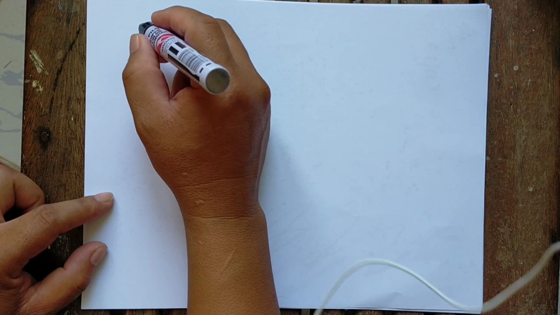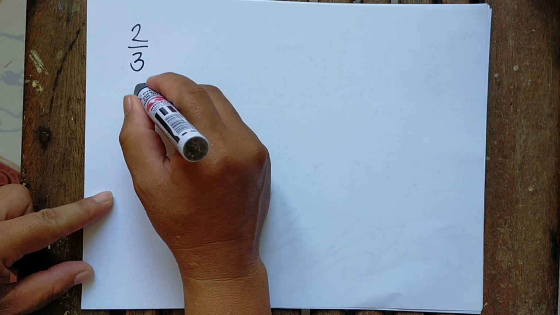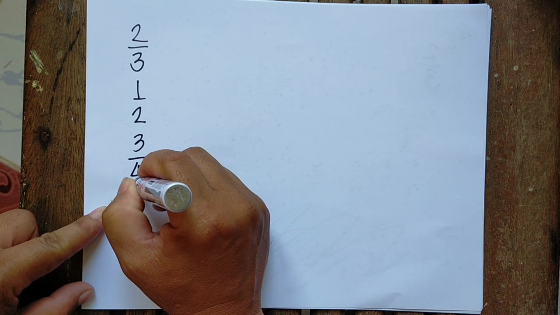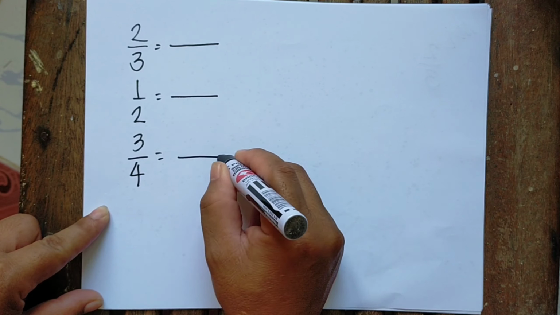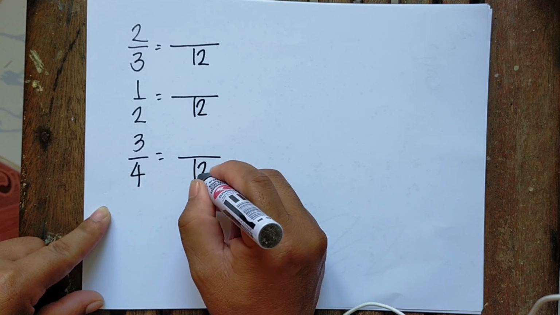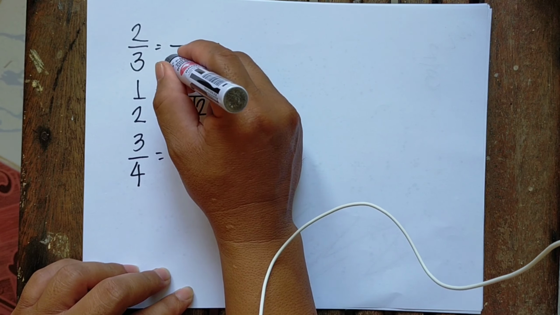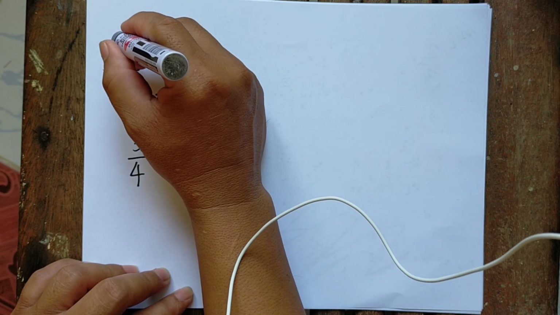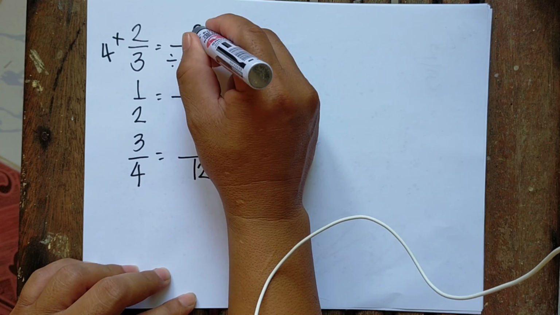So let us write here our fraction. Our first fraction is 2/3. Second one is 1/2. And the third one is 3/4. Our LCD is 12. This time, let us divide our LCD by the denominator. 12 divided by 3 equals 4. Then let us multiply this by the numerator. So 4 times 2 equals 8.